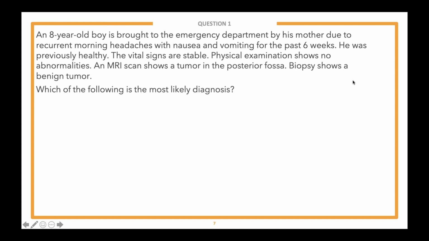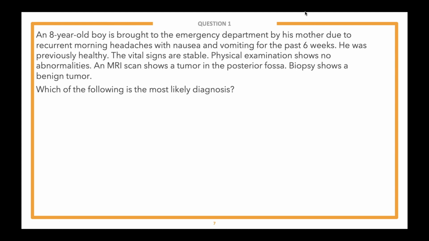An 8-year-old boy is brought to the emergency department by his mother due to recurrent morning headaches with nausea and vomiting for the past 6 weeks. He was previously healthy. The vital signs are stable. Physical examination shows no abnormalities. An MRI scan shows a tumor in the posterior fossa. Biopsy shows a benign tumor. Which of the following is the most likely diagnosis? I want all of you to start thinking about the important clues in the vignette and lead-in as I hand it off to Paras.